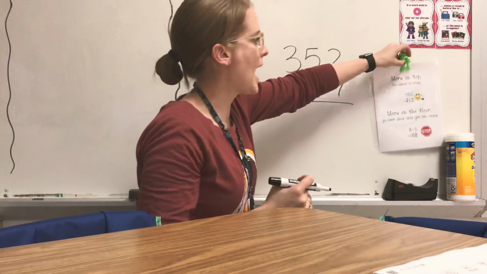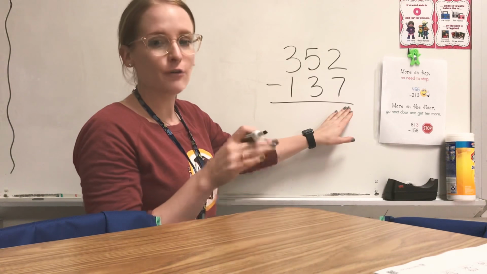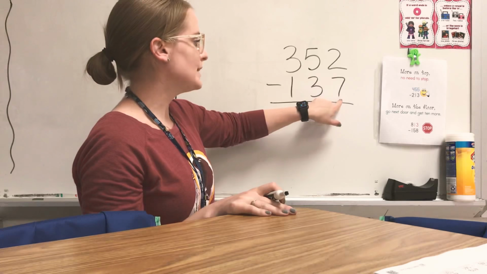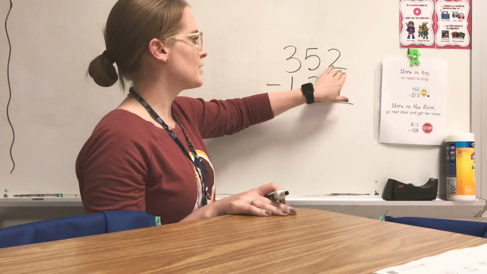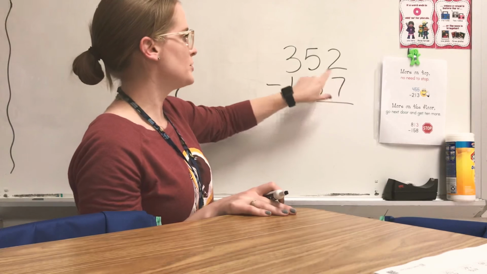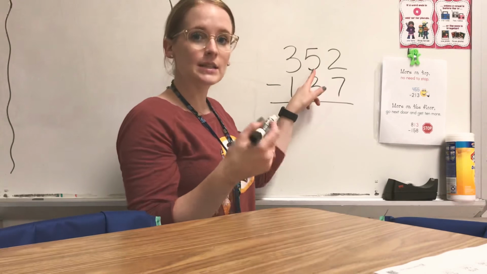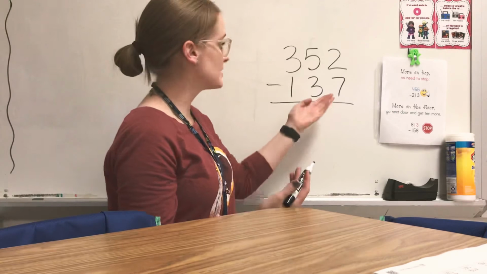So if we subtracted and we did not have enough, or we had more on the floor, we would need to go next door. For example, I need to take away 7 from 2, and we're always starting in the ones place. I cannot take away 7 from 2, I have more on the floor, so I go next door to get 10 more. I'm going to take the 10, decompose it and give it to the ones place so that we have enough ones to take 7 away.